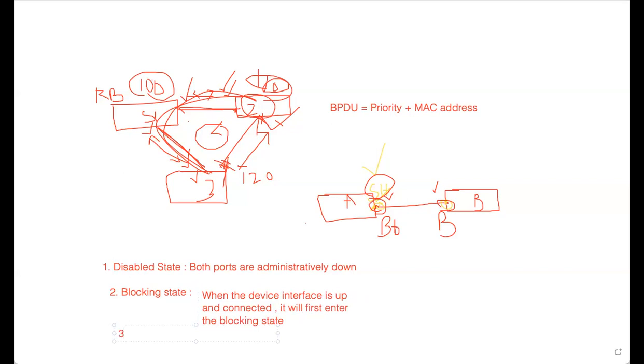After that, the third state is called the listening state. What does the listening state mean? Both the interfaces in this state will start sending the BPDU. So switch A will send the BPDU, and switch B will send the BPDU. In that state, both switches will start sending BPDUs and start listening to the received BPDUs.